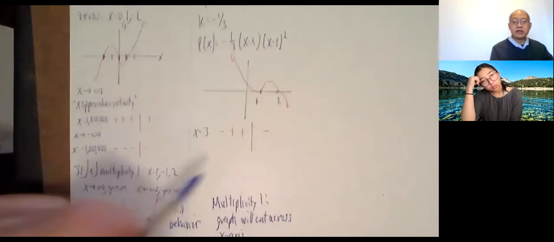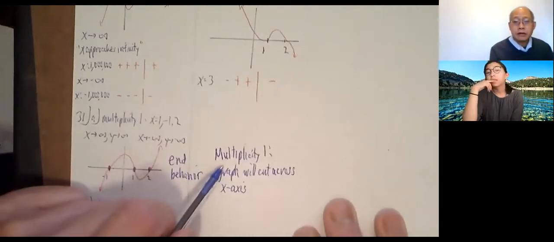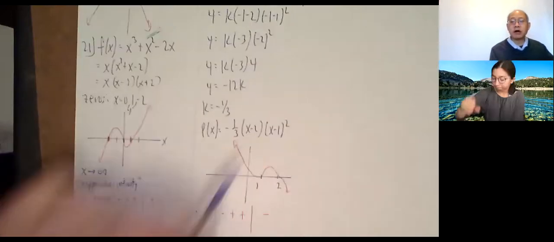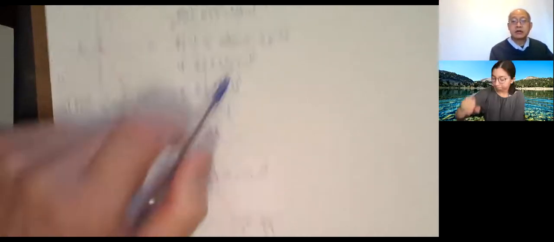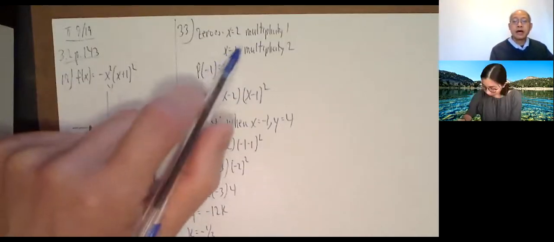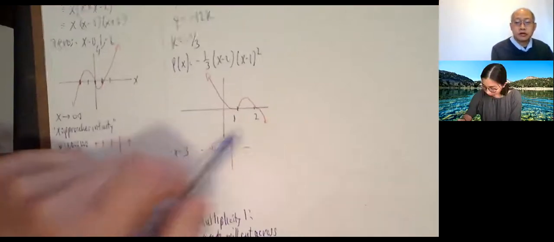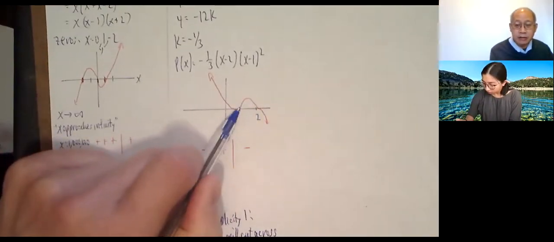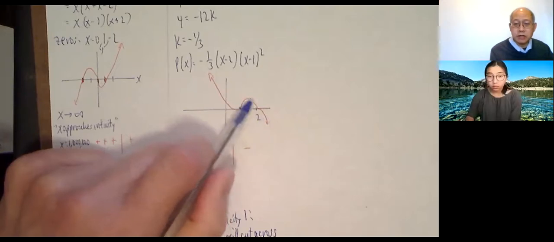Okay. Now we have this multiplicity root. If you have a 0 of multiplicity 1, the graph will always cut across. So x equals 2 had a multiplicity of 1. So since on this side it goes down, this side it has to go up. It's not allowed to bounce down. Okay, for multiplicity 1, it goes like this.